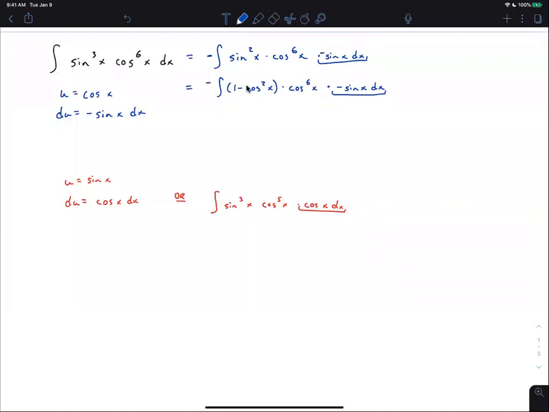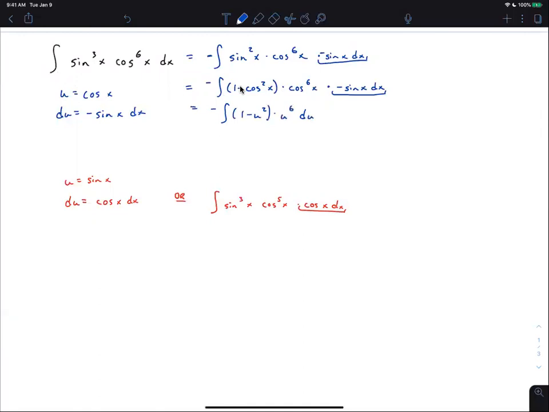And now that's easy to rewrite in terms of u because we've got, oops, let's make that negative. So equals negative 1 minus u squared times u to the sixth times du. Does everybody follow it to there? What's going on?